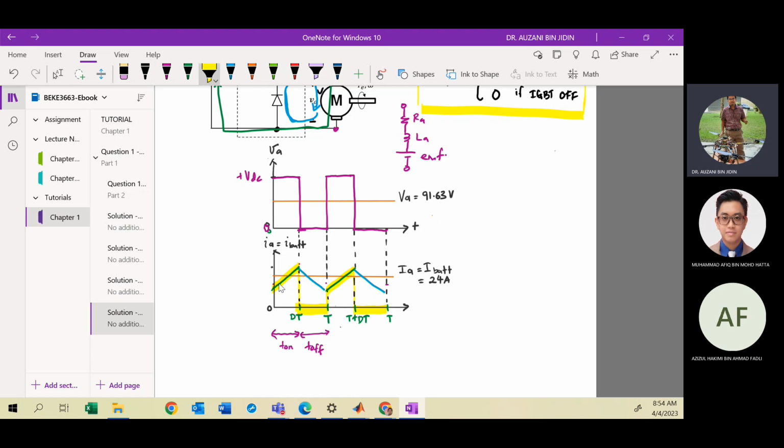Okay, in this graph we can also plot the battery current in orange color. So this is your I prime battery, where the current is discontinuous.